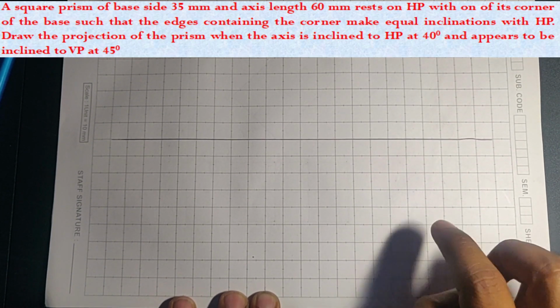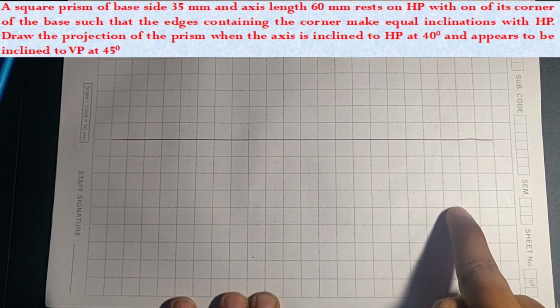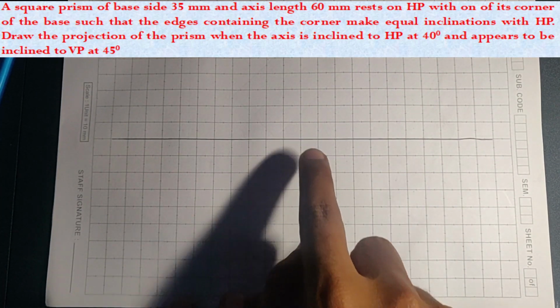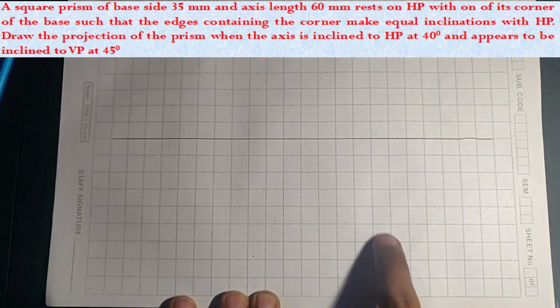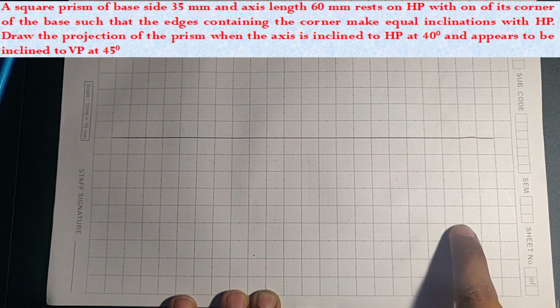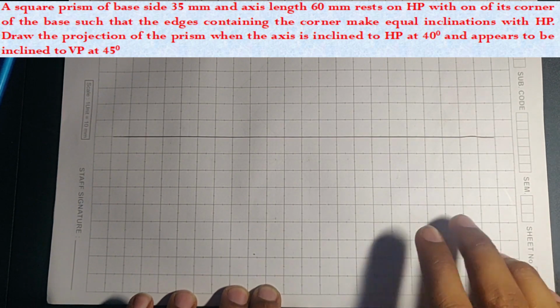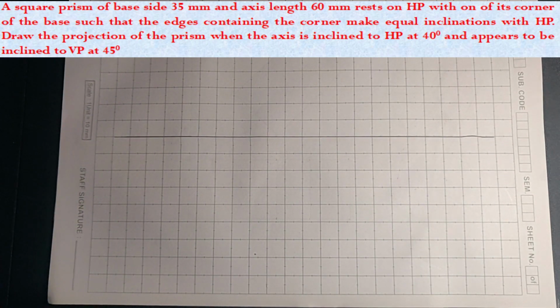Now you need to understand when axis is inclined to both HP and VP, it is a beta angle problem. Now when do I need to find out the beta angle? When not to find out beta angle is when the axis appears to be inclined to VP at 45 degrees. In this problem it says the axis appears to be inclined to VP at 45 degrees. So the given angle itself is beta angle. You need not find out beta angle for this particular case. So let us straight away solve this problem.